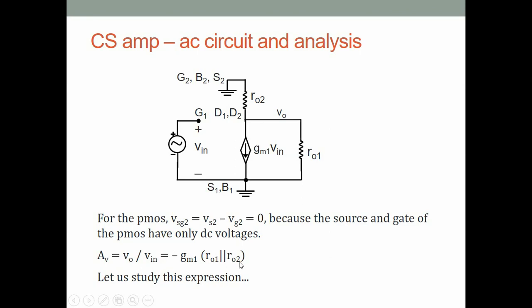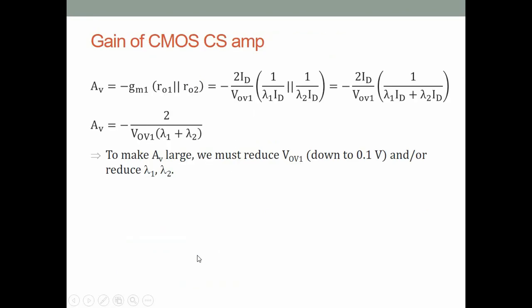So the first thing we note is that for the circuit where the load was a resistance RD, we had gm1 (ro parallel RD), and RD usually was much smaller than ro, and therefore we got a gain of minus gm1 RD for the circuit with a resistive load. Now we have ro1 and ro2, and both will be of the same order, number one. Number two, both will be much larger than RD, and therefore that is why, of course, we get a higher gain from this circuit than we get from a circuit with RD.